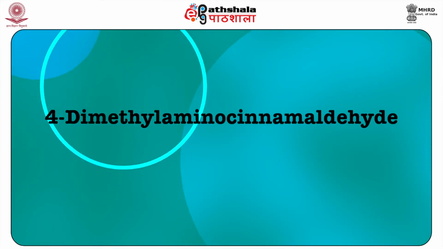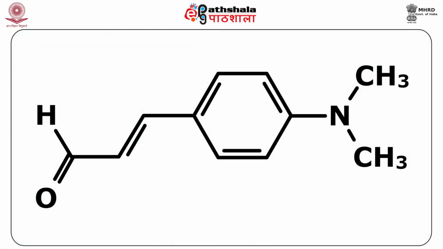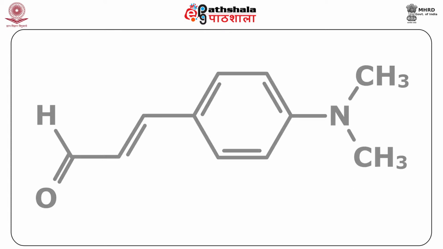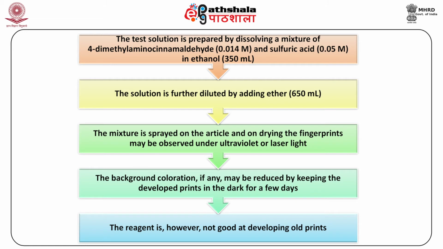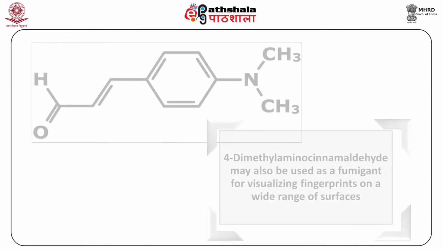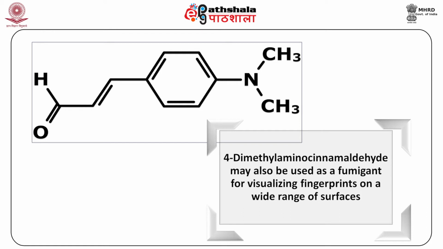D is 4-dimethylaminocinnamaldehyde. The structure of 4-dimethylaminocinnamaldehyde is shown in the given figure. The test solution is prepared by dissolving a mixture of 4-dimethylaminocinnamaldehyde and sulfuric acid in ethanol. The solution is further diluted by adding ether. The mixture is sprayed on the article, and on drying, the fingerprints may be observed under ultraviolet or laser light. The background coloration, if any, may be reduced by keeping the developed prints in the dark for a few days. The reagent is, however, not good at developing old prints. 4-dimethylaminocinnamaldehyde may also be used as a fumigant for visualizing fingerprints on a wide range of surfaces.